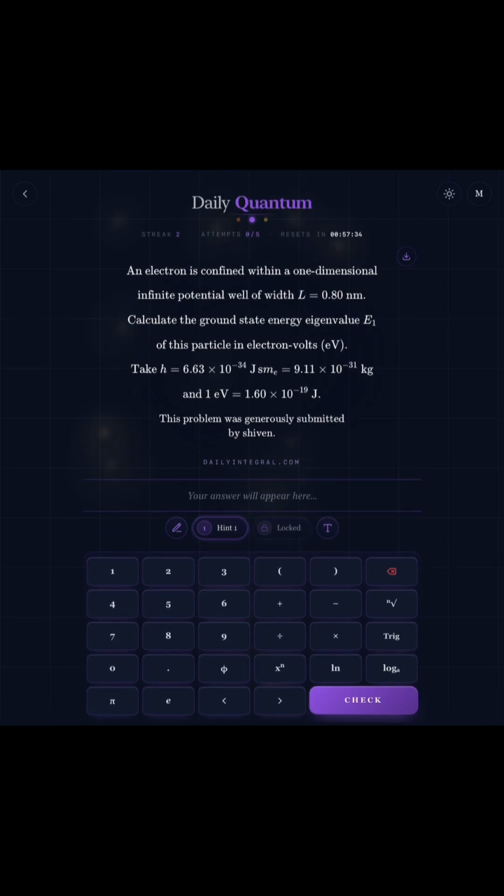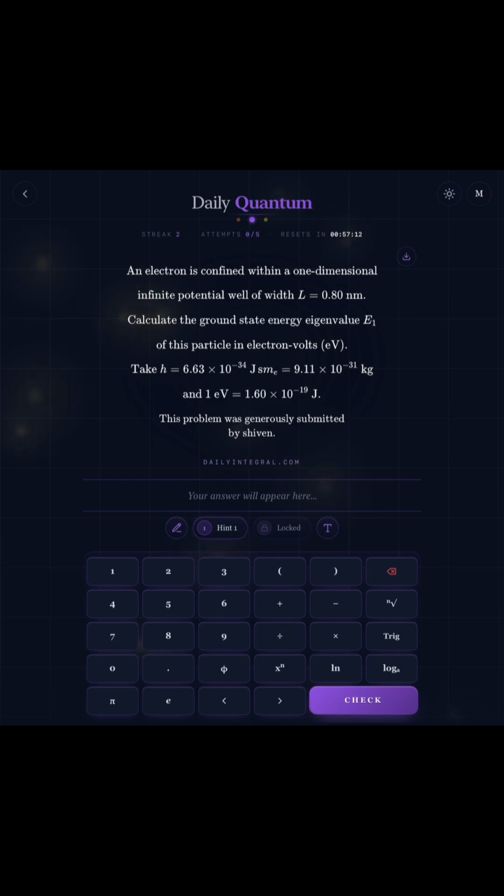So the problem states that an electron is confined within a one-dimensional infinite potential well of width L equal to 0.80 nanometers. We are asked to calculate the ground state energy eigenvalue E1 of this particle in electron volts. So we're going to take the values here according to what the question requires.